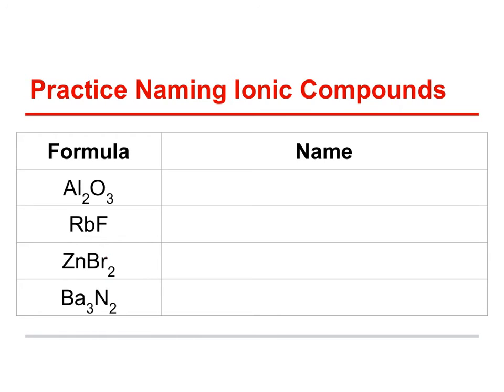Let's look at a couple more. So again, our first element, we're just going to write our name off the periodic table. So this is aluminum. And then the second element, this is oxygen. Take off the -ygen and change it to -ide, so it becomes oxide. Notice, you guys, there's numbers in there, and I'm just ignoring the numbers, so we don't put the numbers in the name. So it's just aluminum oxide.